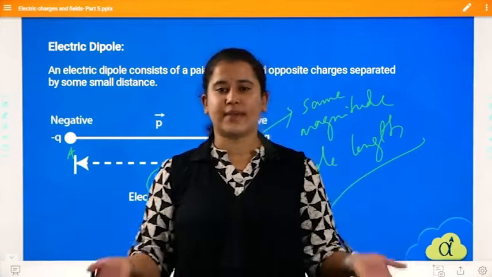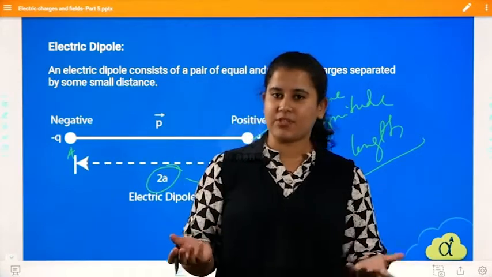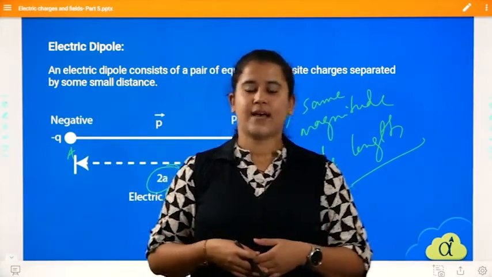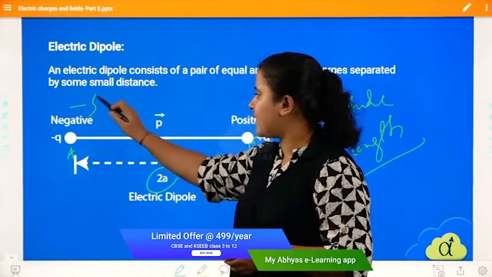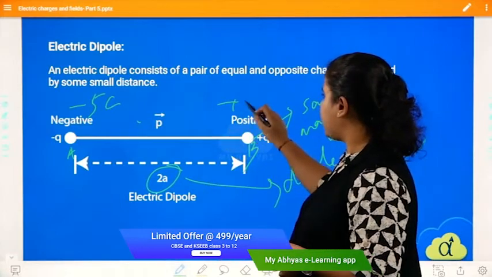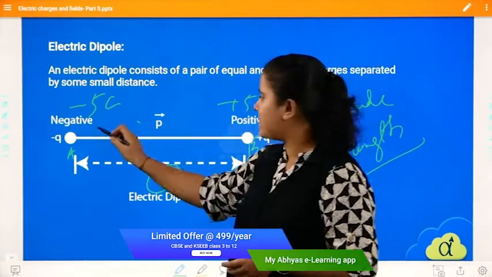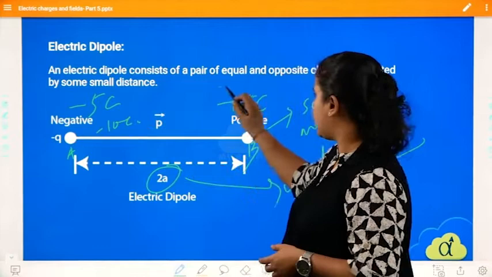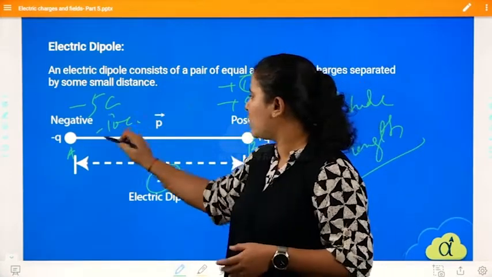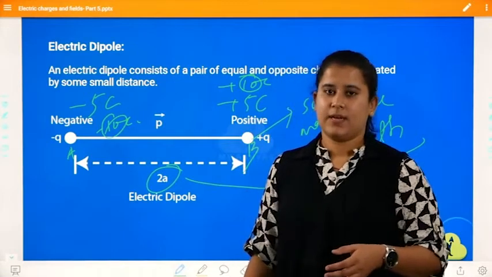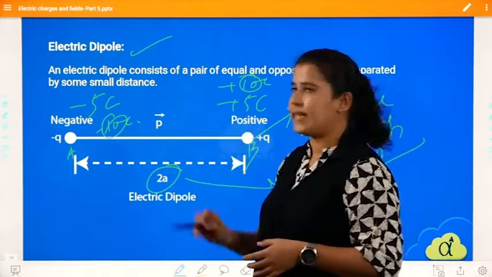So what is an electric dipole? A pair of two equal and opposite charges separated by a certain distance, we call an electric dipole. For example, the magnitude in the sense, if it is minus 5 coulomb, this will be plus 5 coulomb. If this is minus 10 coulomb, then this will be plus 10 coulomb. So the magnitude of both will be the same. Clear? That is how we define an electric dipole.